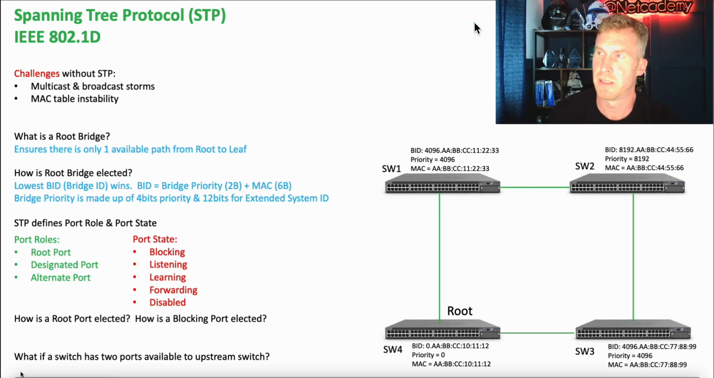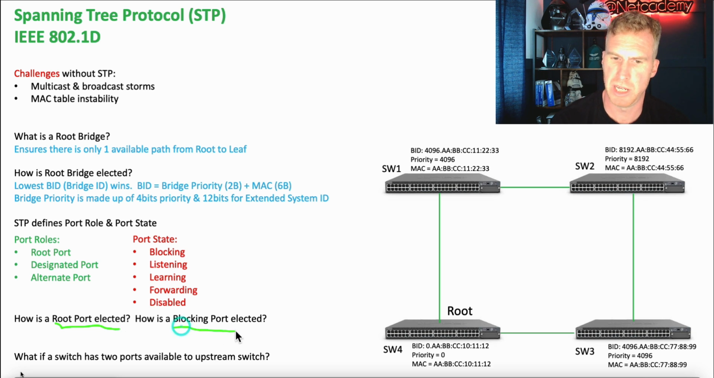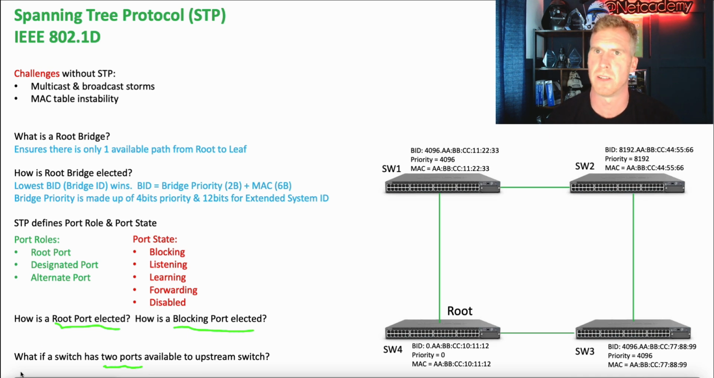But here's the next 3 questions. How is a root port elected? I've already gone through this, but how is a blocking port elected, and what happens if you have 2 ports available to an upstream switch? Let's go through these one at a time. Well, I've already covered this first part here. How is a root port elected? This again comes back to cost.